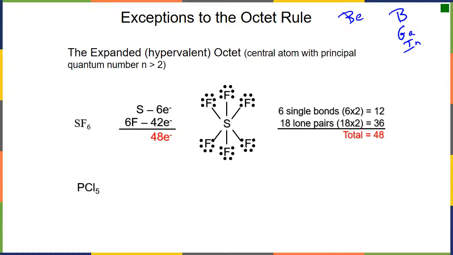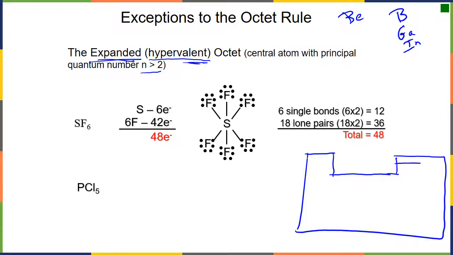The other exceptions to our octet rule are expanded, meaning we're going to have hypervalent, which is more than 8, which means our quantum number has to be greater than 2. So what does this mean? Off of our periodic table, we look at our quantum numbers. We start out over here where we have our boron and our carbon. This corresponds to a quantum number of n equals 2. These guys do not expand. The only ones that expand are when we get down here to n equals 3 and greater.